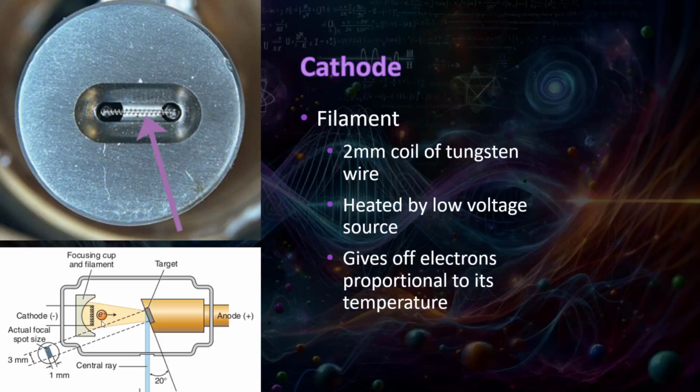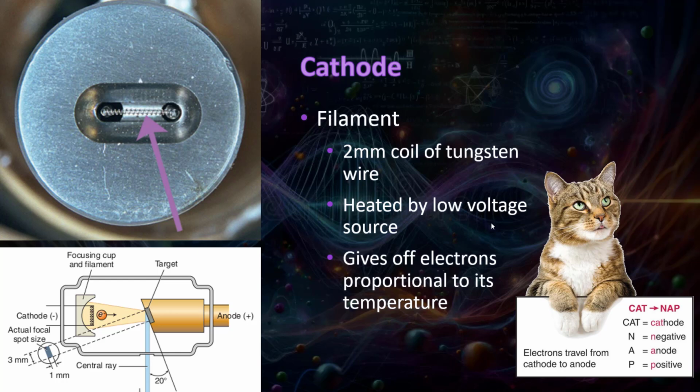Alright, so the cathode is what generates electrons. This is negatively charged. You can think of this like a light bulb filament, but instead of being tailored to produce light, it's tailored to generate electrons. And this is a coil of tungsten wire. It's heated by a low voltage source, and proportional to its temperature it gives off electrons, and that's called thermionic emission. And so that's the first step, is just creating an electron cloud around this filament within the cathode.